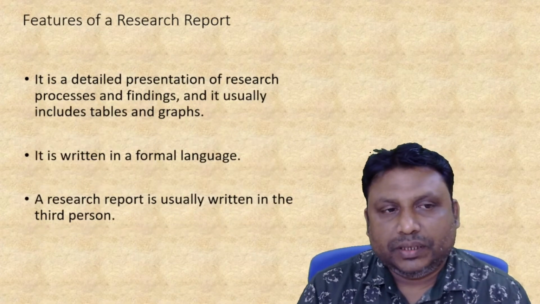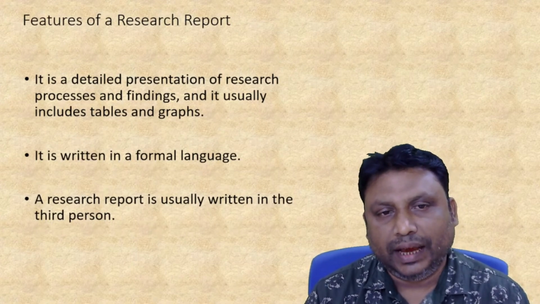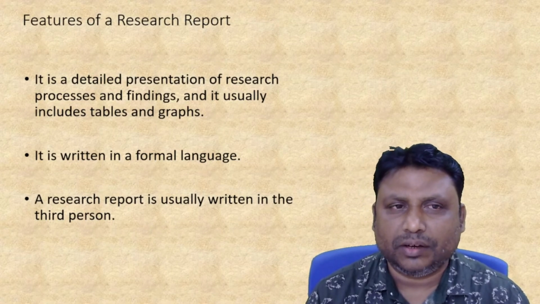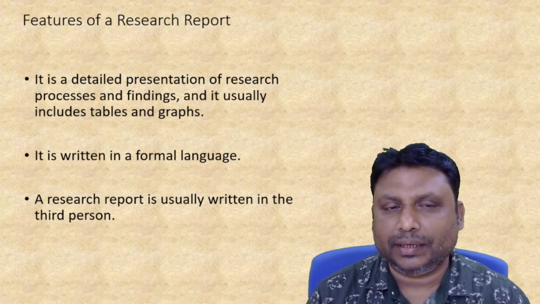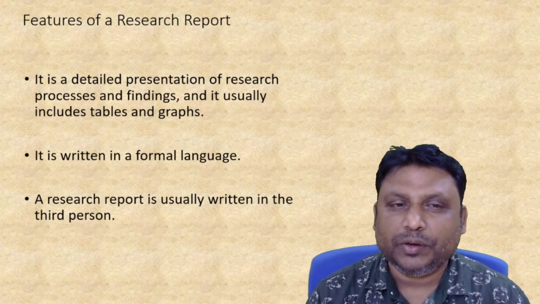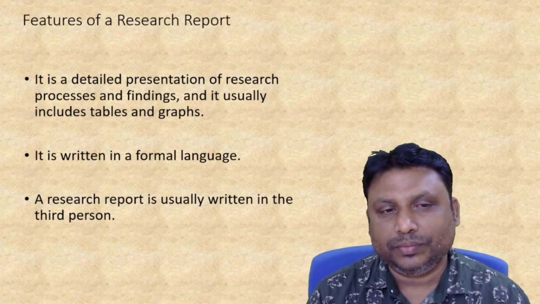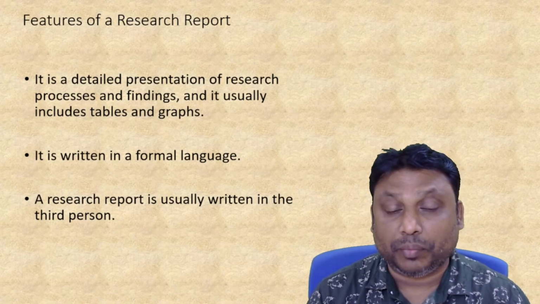What are the features of a research report? It is a detailed presentation of the research process and findings, and it usually includes tables and graphs. When you are preparing your thesis or research report, you present where you are collecting the data from, what the process of data collection is, what your objectives are, what your findings are, and what your analysis is. When you present this in writing, you have to prepare the tables and graphs, and it is written in a formal language.